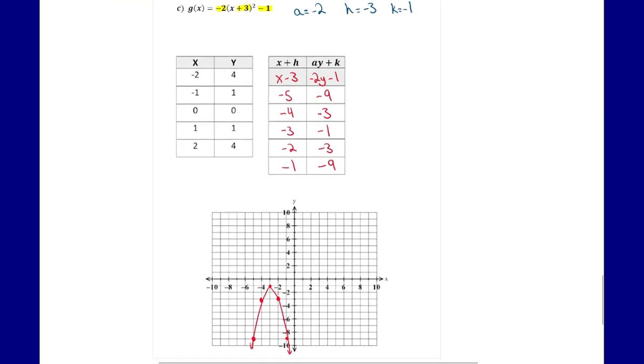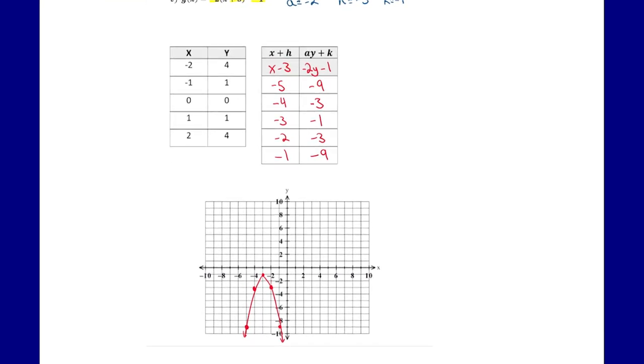Again, we should see the 3 transformations that we have. One is that it's flipped, so we can easily see that. It is also stretched because of that 2 value, so it's stretched by a factor of 2. It is shifted left 3 units, and it's shifted down 1 unit.